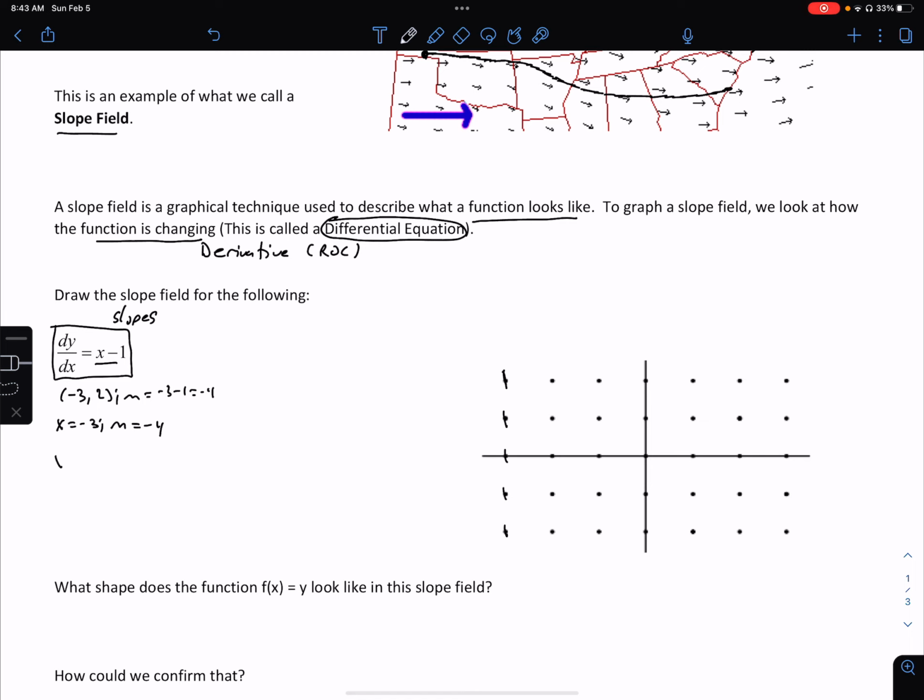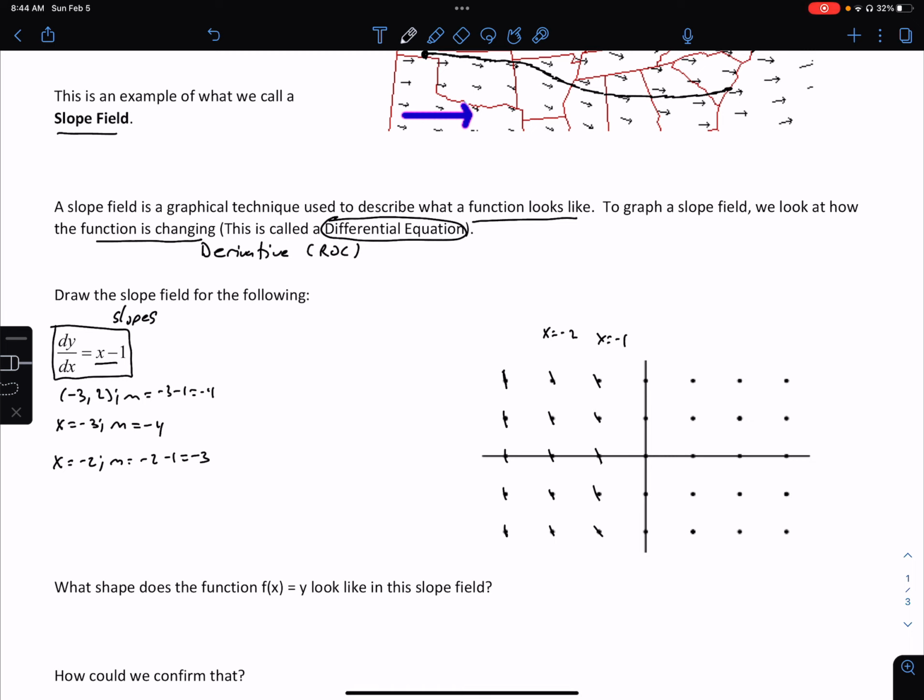What about when x is negative 2? For example, here, where x is negative 2, what would that slope be? Well, my rule says it'd be negative 2 minus 1, which is negative 3. Doesn't have to be perfect, but you want to make it slightly less steep. Negative 3 all the way down. And I can keep going at x equals negative 1. It's just going to be negative 2. Again, slightly less steep.